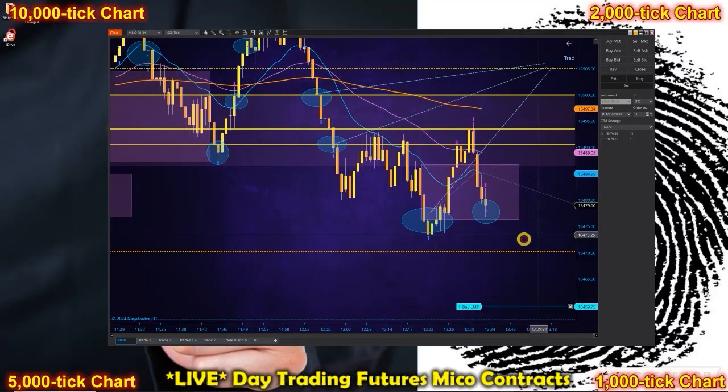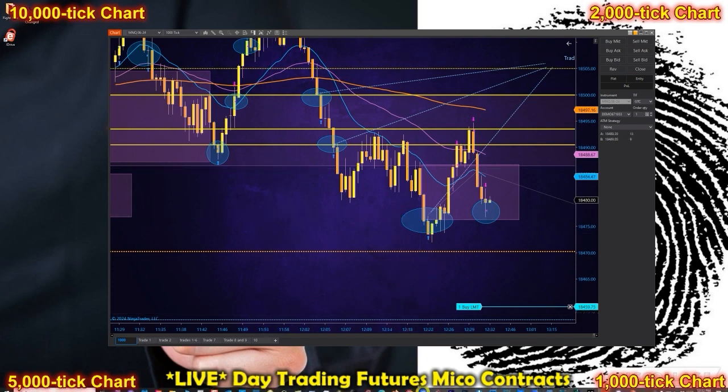Okay, that's what it did. It came all the way down, got stopped out on that for almost break even, and we're up $187. And I think I might be done for the day.